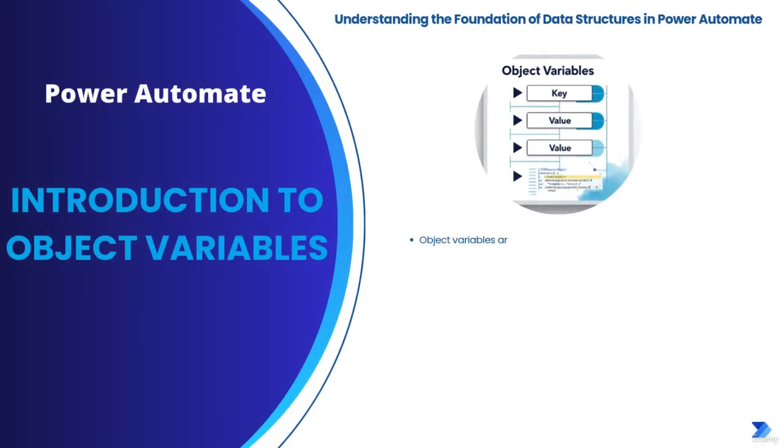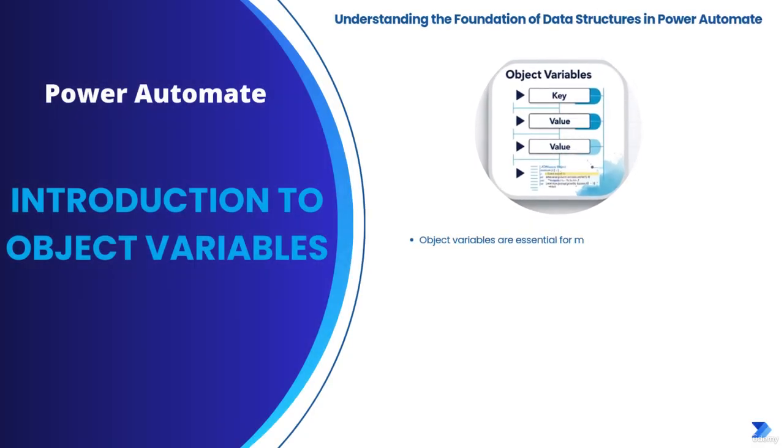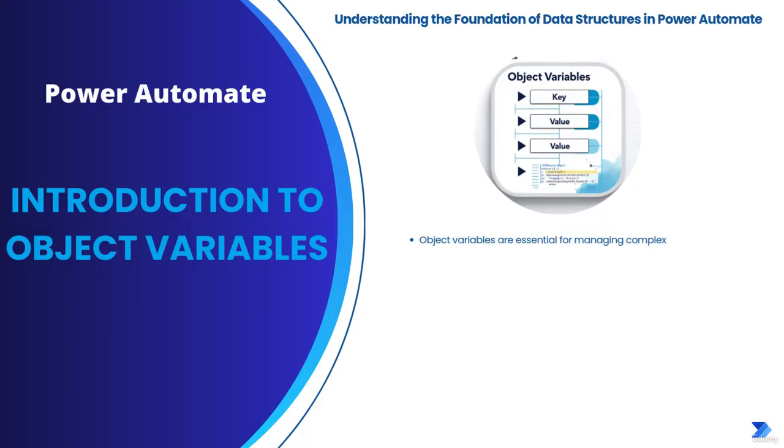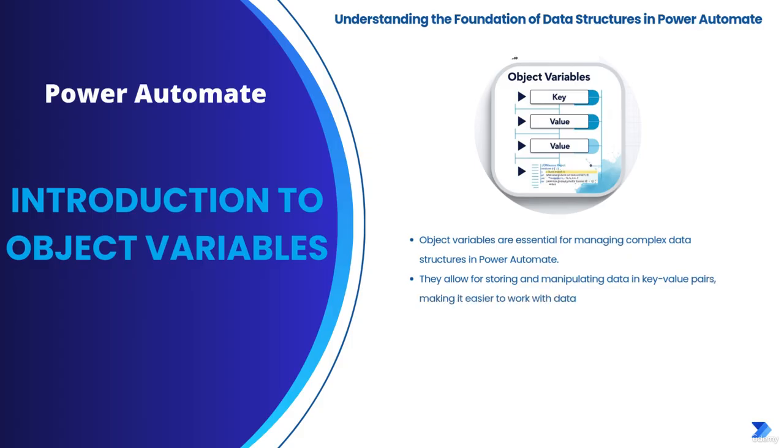Introduction to Object Variables. Understanding the foundation of data structures in Power Automate. Welcome everyone. Today, we're diving into the fascinating world of object variables in Power Automate. First, let's establish what an object variable is. Think of it as a sophisticated container that allows you to manage complex data structures effectively.